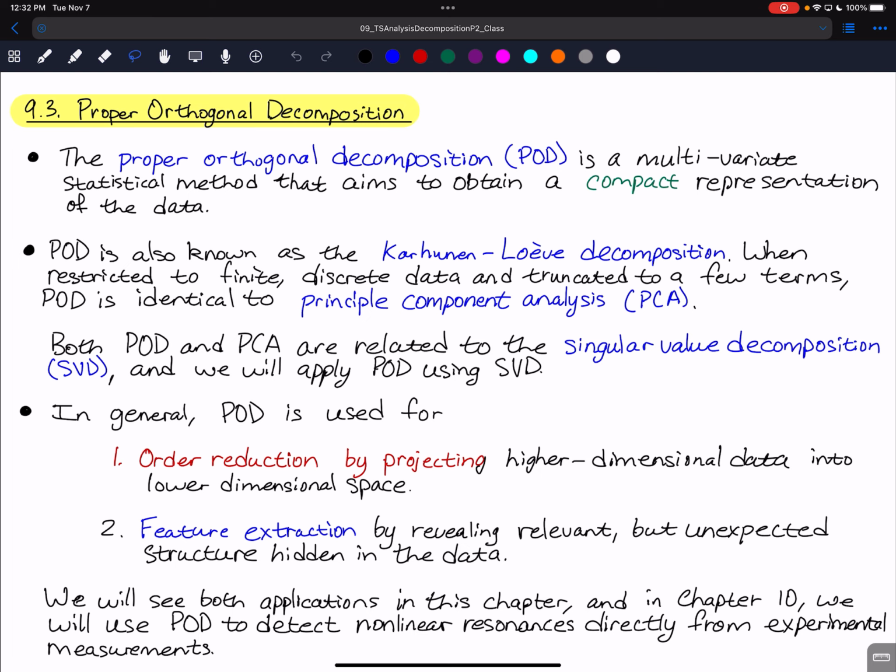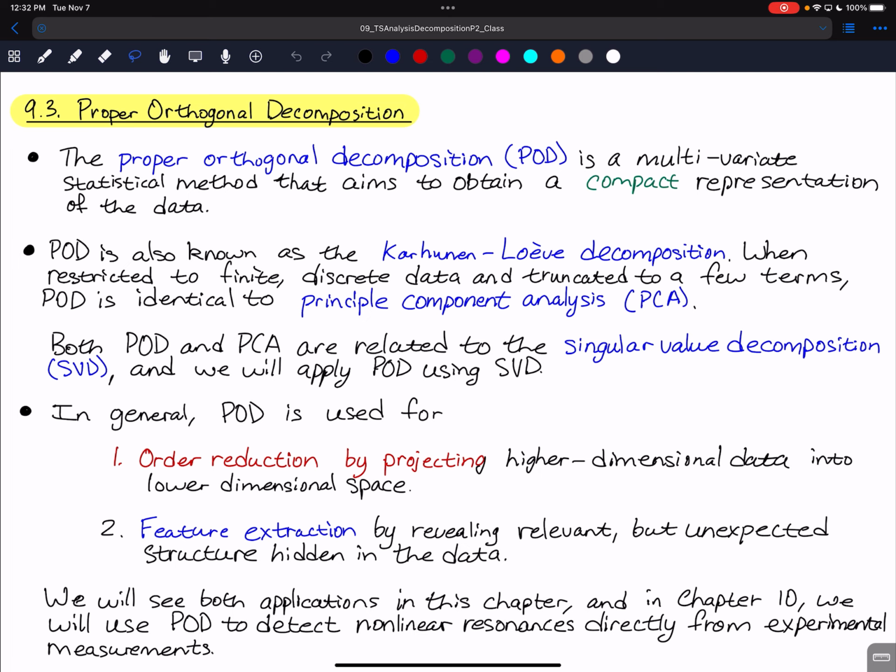And in general, it's very related to what's known as principal component analysis, which is a very popular machine learning technique. In fact, if you do POD, you get back a full representation of the data, and when you truncate that representation down to a few terms, you get what is known as a principal component analysis, or PCA. And both of these are then related to singular value decomposition, and in fact, we're going to end up using singular value decomposition to apply POD, we'll say.